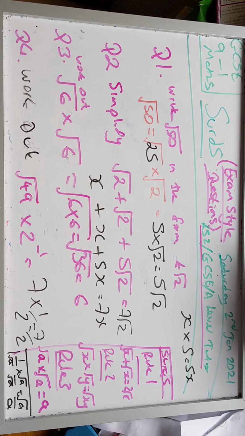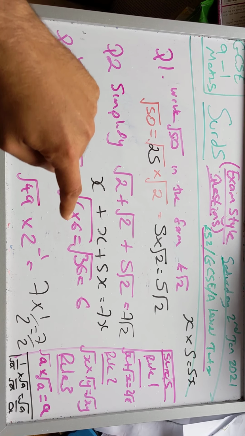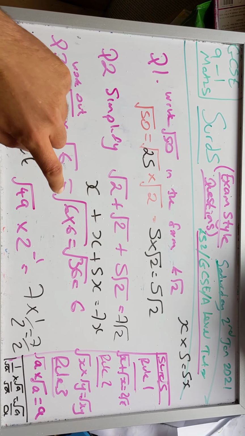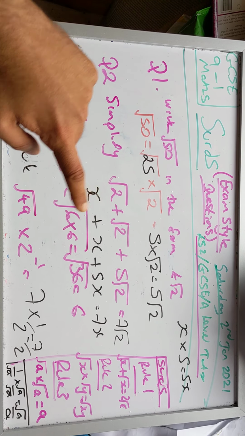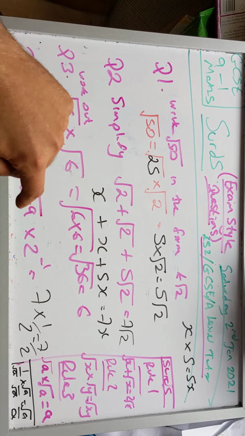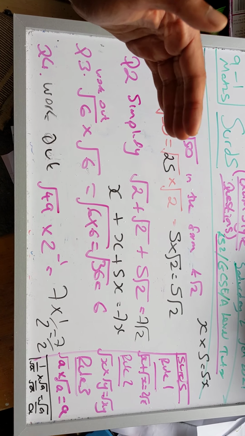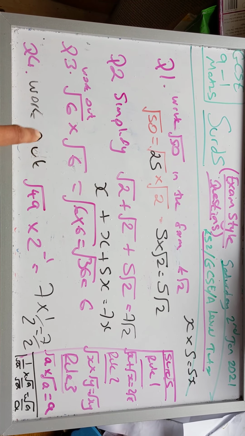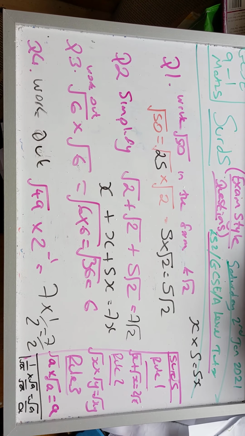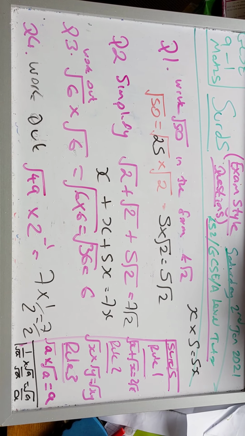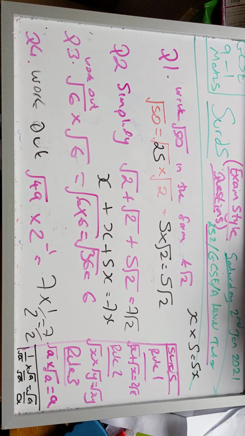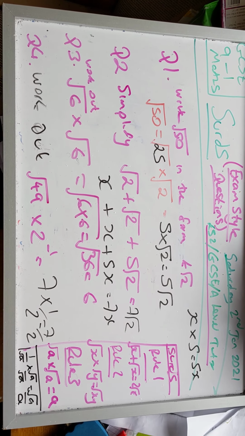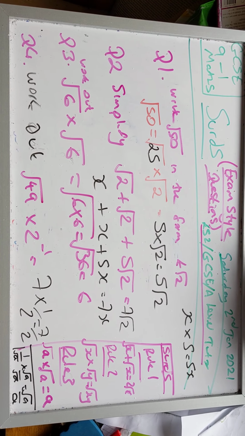And then final question, guys: work out the square root of 49 times 2 to the minus 1. Now, I've seen this appear on an OCR paper. All these are from past exam papers. I can't pinpoint exactly which one, but this one was from the OCR higher tier paper, I think. I can't remember which year, I think it was 2018, or possibly 2017, it was one of those years.